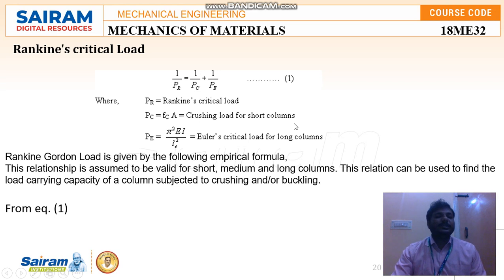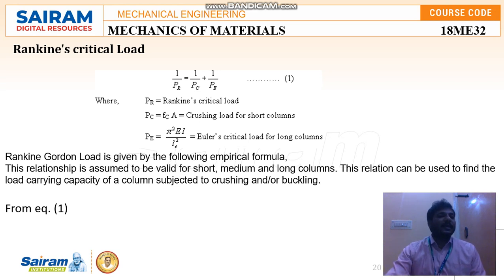Now we're going to discuss Rankine's critical load. Similar to Euler's critical load, we also have a Rankine critical load. This Rankine critical load is used to validate the relationship between medium, long and short columns. It is a comparison that lets us identify the loading capacity when the column fails by crushing or buckling, for short, medium and long columns.